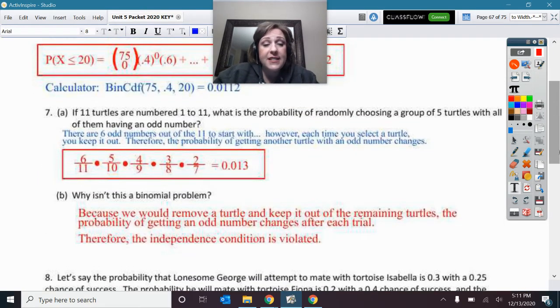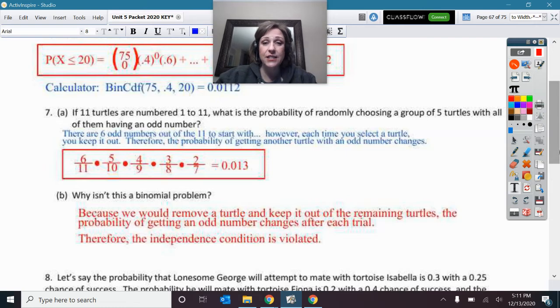Next, this is interesting. I did not give you a hint on this one. There are 11 turtles that are numbered 1 to 11. So that means you're going to randomly select a group of 5 turtles. And we want to know what's the probability of all of them having an odd number.